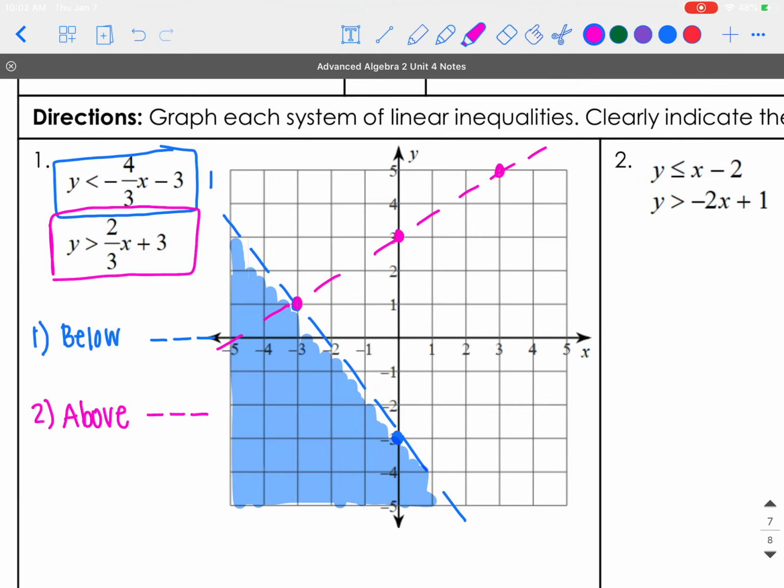And I'm going to be shading above. You don't want to do this really dark. You want to make it light if you're shading.